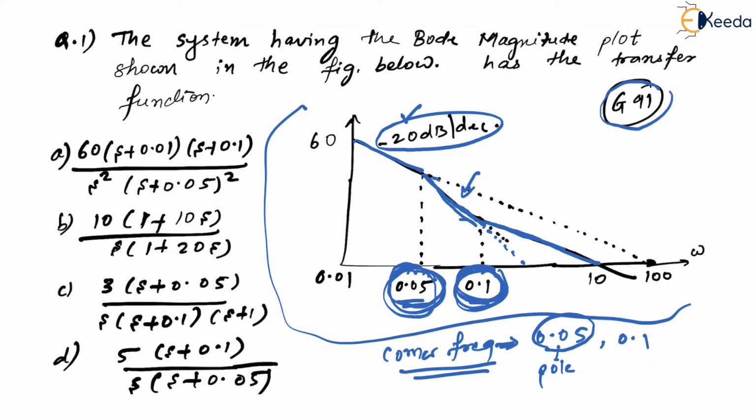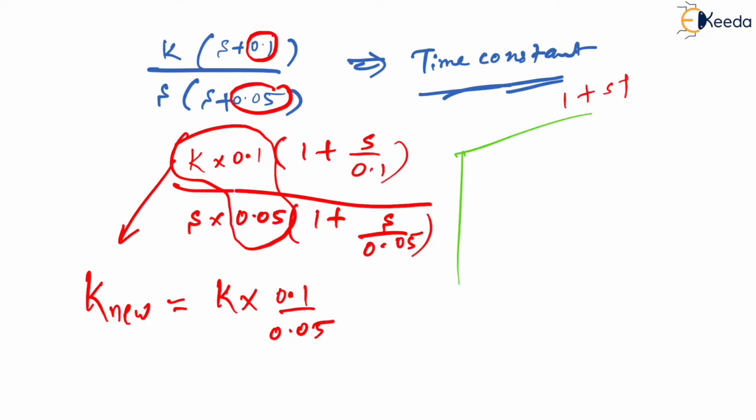Now from the plot we can understand that this is 60 dB at omega equal to 0.01. And we have seen that at origin I have got only one pole, which means the value of k new from the graph will be equal to 20 log to the base 10 of k new upon omega. Is that correct?